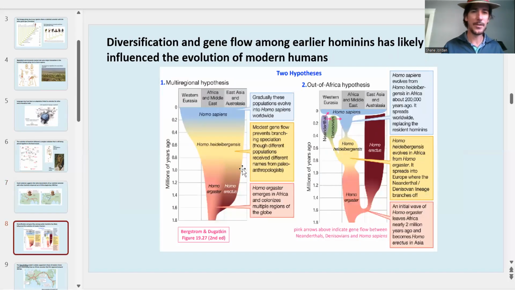So that is the multi-regional hypothesis, that groups like Homo heidelbergensis could have colonized Western Eurasia, parts of the Middle East, and parts of Asia, only then to have later evolved into Homo sapiens. The contrasting hypothesis is famously known as the out of Africa hypothesis. And this hypothesis suggests that, obviously we know that all the lineages of Homo share a common ancestor that existed something close to 2 million years ago.